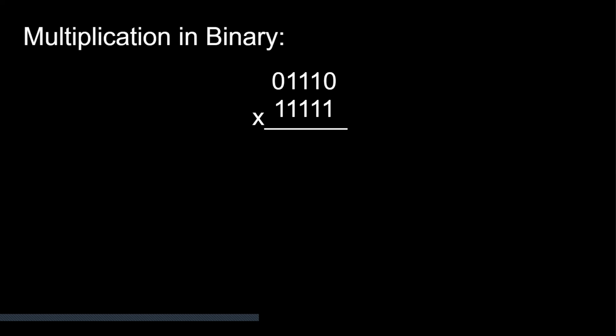A quick tip when following this method that I'm going to show you is always put the smaller number on the bottom, because it will reduce the amount of steps. So I'll start by multiplying the first 0 in the bottom number times the top number. And we get all zeros because 0 times anything is going to be zeros. So we just write out 5 zeros as a placeholder.